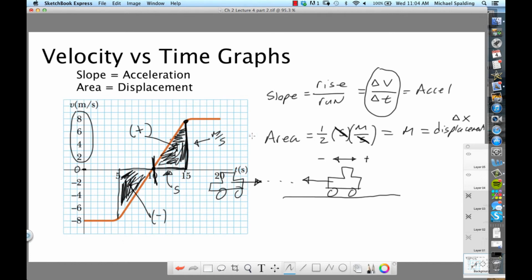Now, look, if the positive area up here is equal to the negative area down here, what will be true? When it gets to the end of the graph, it's going to be back where it started. If the positive area and the negative area, because area is displacement, are equal, the car, or whatever the object is, is going to come right back to where it started. Does that make sense?